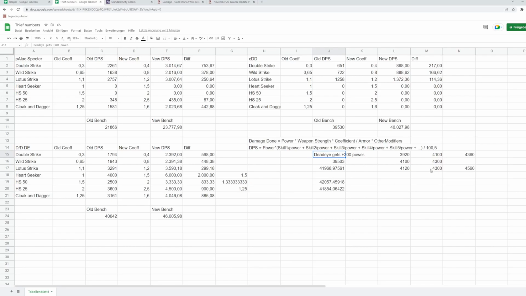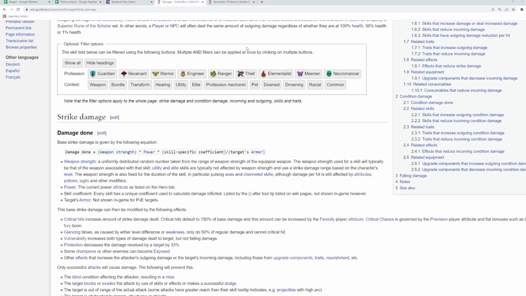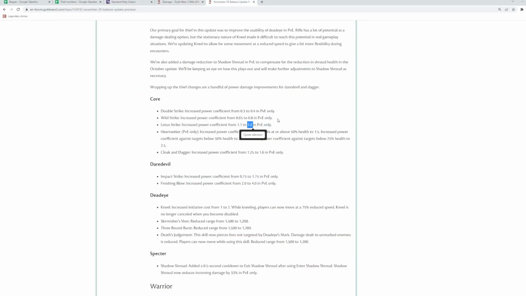Having understood this part, let's take a look at concrete patch notes and see that Deadeye actually doesn't get plus 200 power. This is completely fictitious. What they do change is they will take a look at coefficients. And so what happens here is that a coefficient of, let's say, double strike is increased from 0.3 to 0.4.